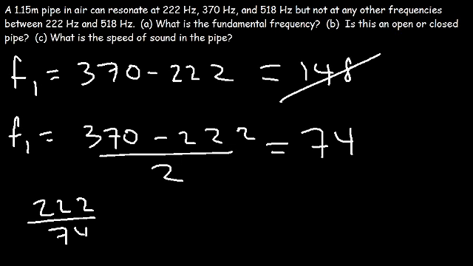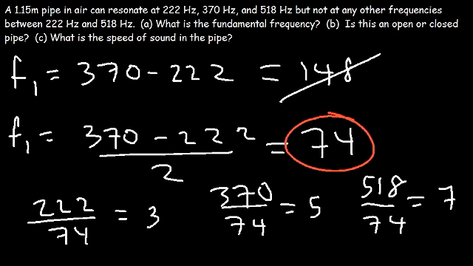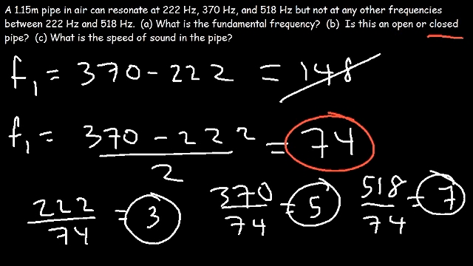222 divided by 74 is a whole number, it's 3. 370 divided by 74 is also a whole number, that's 5. And 518 divided by 74 is 7. So that tells us that the fundamental frequency is 74 and that we have a closed pipe because the end values are all odd. None of them are even.